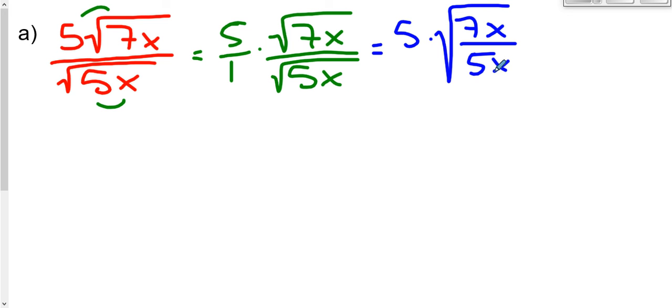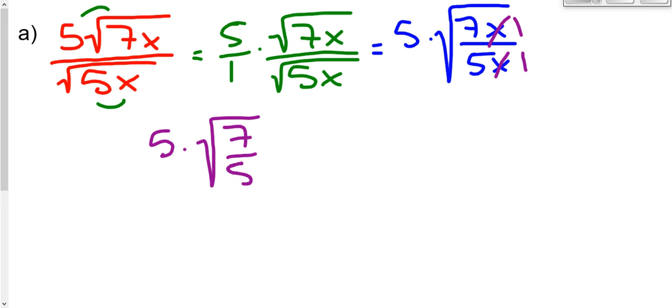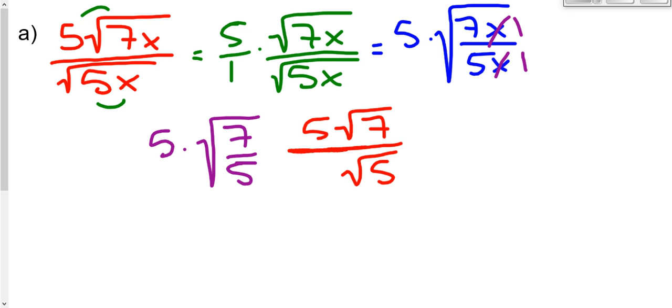Now combining these is helpful because these x's will both cancel and be replaced by invisible 1's. And all I'm left with is 5 times the radical of 7 over 5. Unfortunately, nothing can happen with the 7 over 5 though. So what I can do here is go ahead and separate those back out again: 5 and the square root of 7 on top, and that square root of 5 on the bottom. And I can multiply it by the 5 by just extending this denominator here.